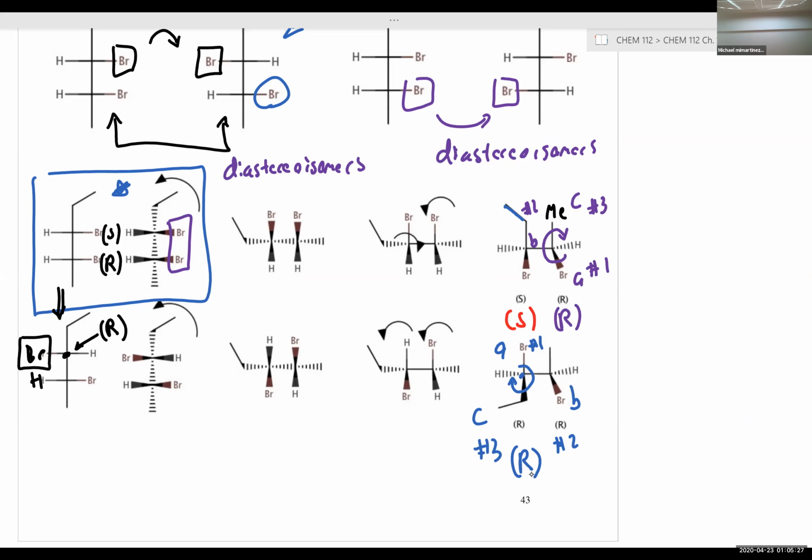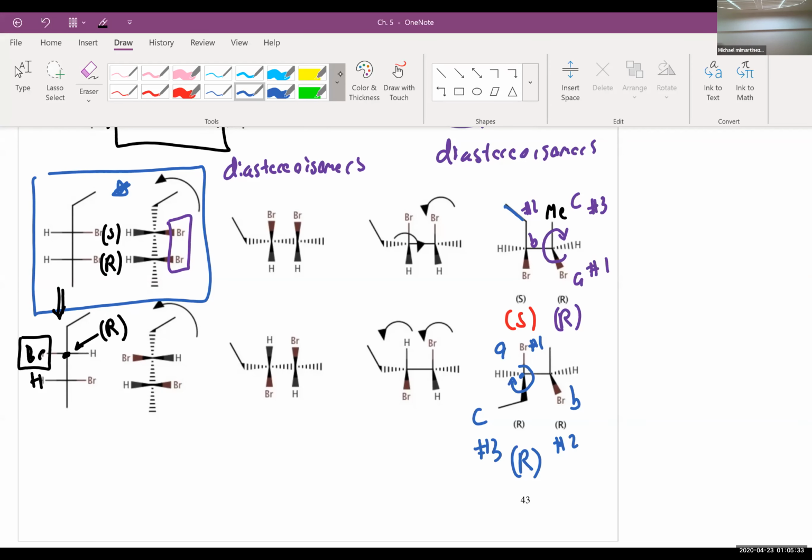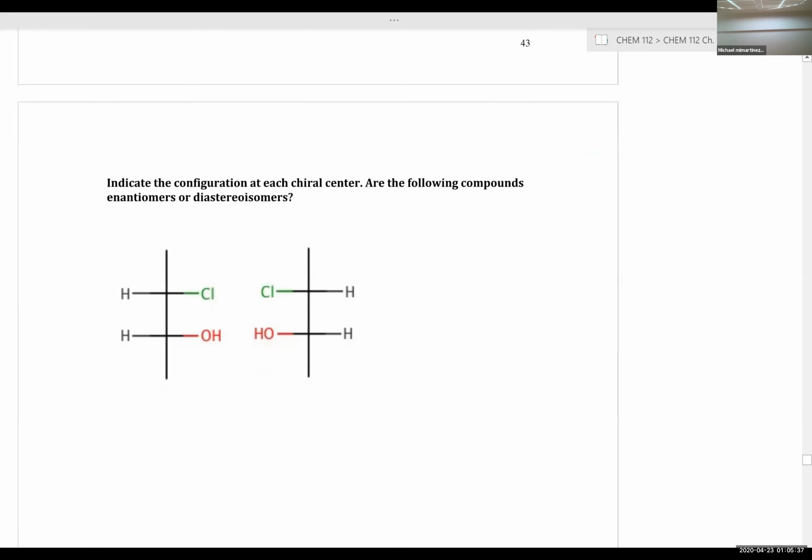Okay, perfect. So let's now tackle some more Fischer projections. I really want you to be prepared for your biochemistry classes. So what I want you to do is to indicate the configuration at each chiral center for the following pair of molecules. And I'd like you to tell me, are the following compounds enantiomers or diastereoisomers? And I'm sure you can answer the second question faster than you can answer the first.